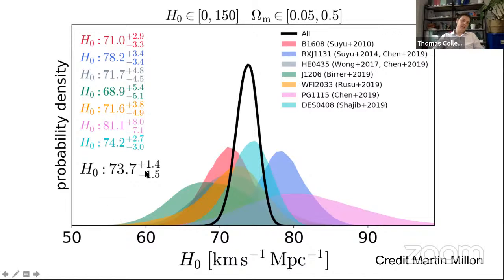And as you see, the central value of this is 73.7 plus or minus 1.5, which is consistent with that cosmic distance ladder measurement from the SH0ES collaboration, and is 3 or 4 sigma higher than we get measuring it from the CMB. Now, this is assuming lambda CDM, assuming a fairly broad prior on omega matter.